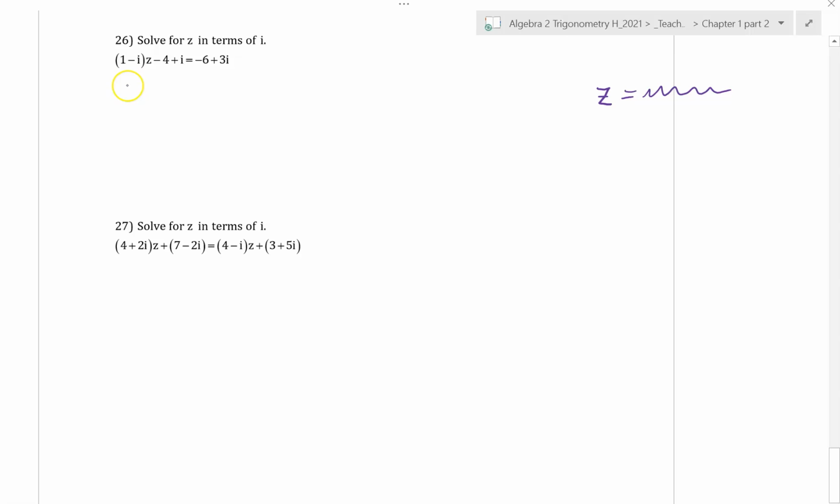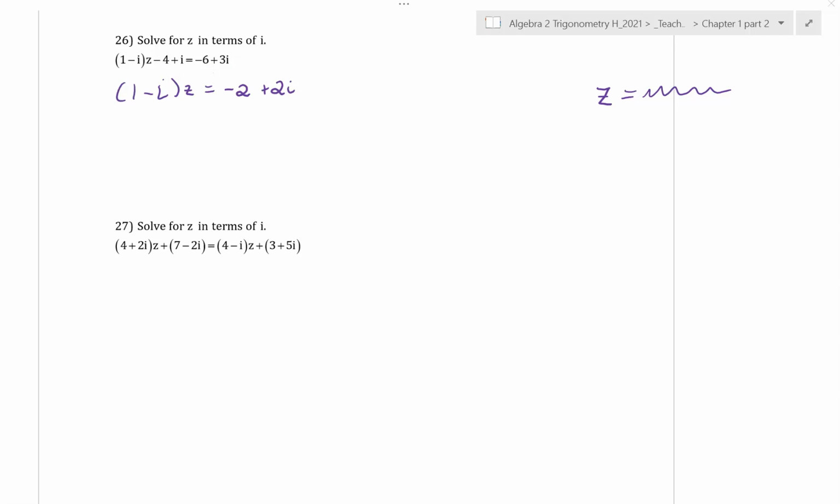We've got 1 minus iz. Now, I don't think you want to distribute that z because that'll just make it a little bit harder to solve later. So I think what you might want to do is add 4 to both sides of the equation and subtract the i. So over here we would have negative 6 plus 4 and 3i minus i. All right, so now I want you to think about what you might want to do next to solve for z. Pause the video and give it a try.